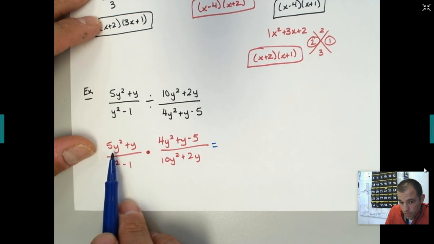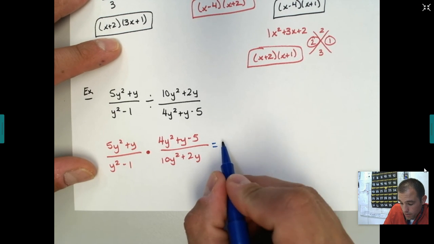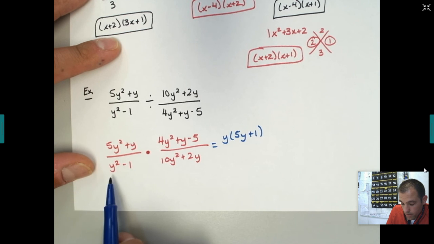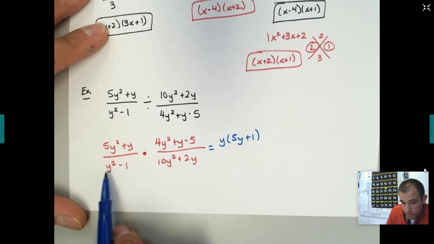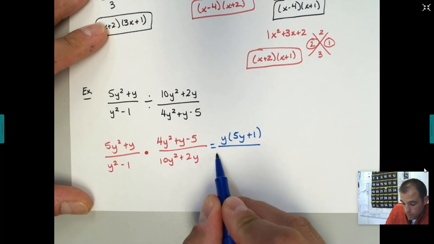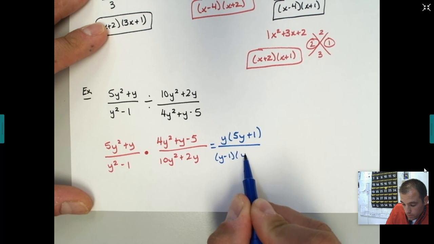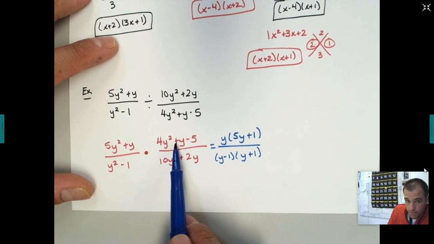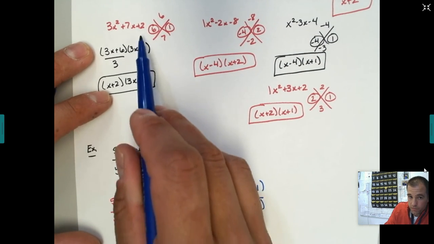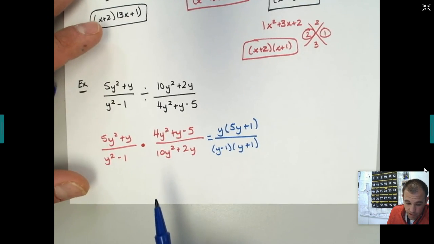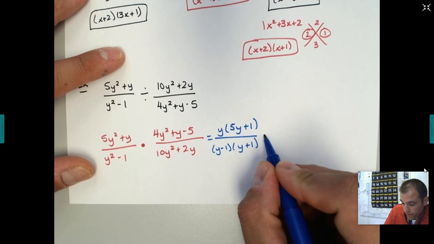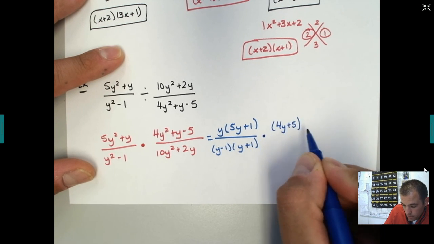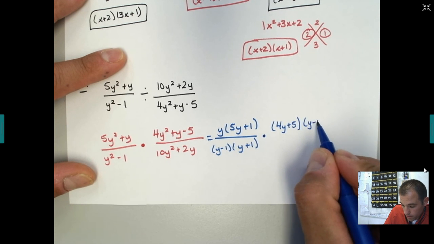To factor this top one, they both have a y in common. So I would take out the y: 5y plus 1. The bottom, they're both squares, right? Difference of squares. So y minus 1, y plus 1. This one over here, I would have to factor the same way I did the earlier one. Do 4 times 5, make my x. So if I factored that one, I would get 4y plus 5, and then y minus 1.